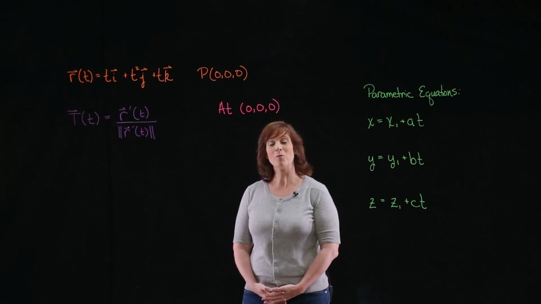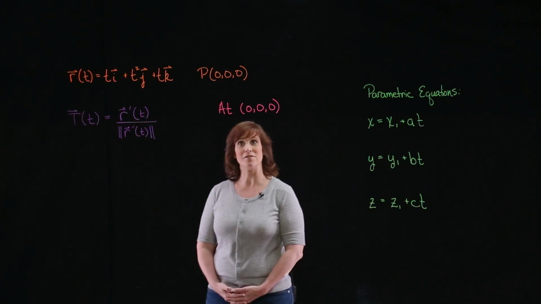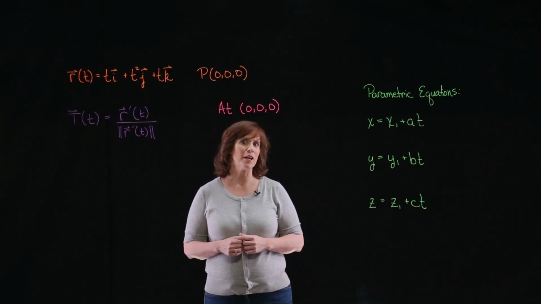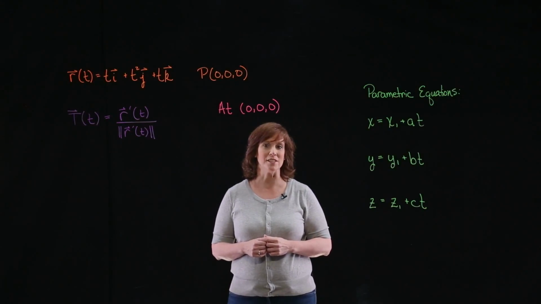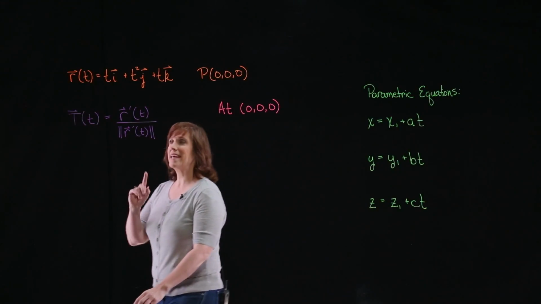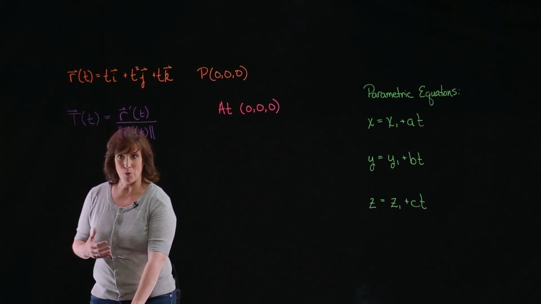Hi everyone, I'm Cheryl. In this problem, we're looking for the unit tangent vector at a particular point. And then we're going to be looking for a set of parametric equations that represent the tangent line. Okay, let's start by getting the unit tangent at any point.